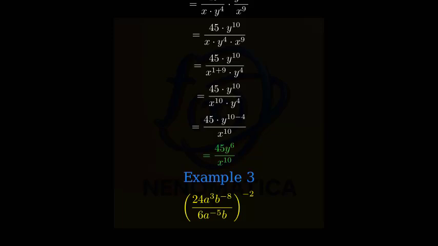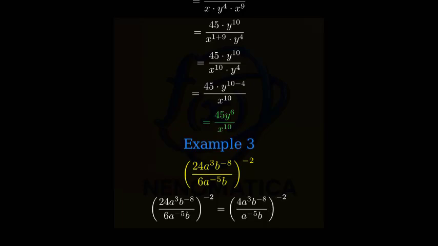We need to simplify the quantity 24 a cubed b to the power of negative 8 over 6a to the power of negative 5 b, all raised to the power of negative 2. First, let's simplify the expression inside the parentheses before applying the negative 2 power. We'll start by simplifying the numerical coefficient. 24 divided by 6 is 4.